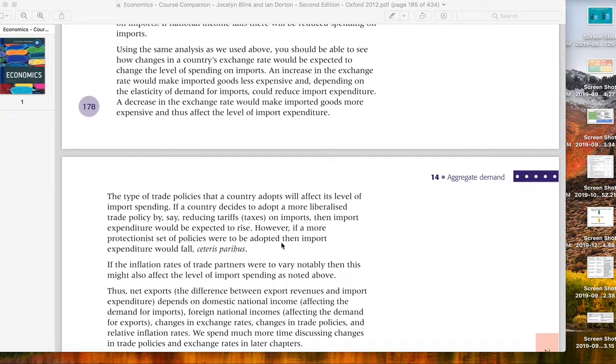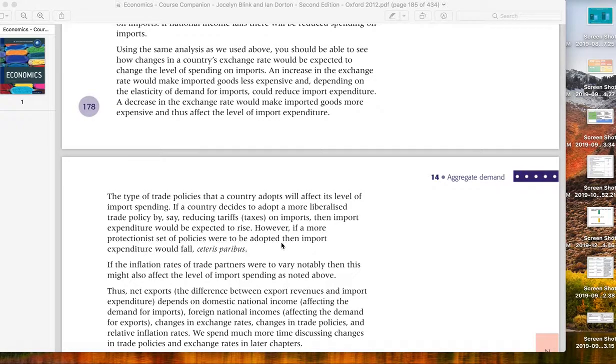Using the same analysis, you can actually see how changes in the exchange rate would also affect the import level. If you have an increase in the exchange rate, imported goods would become less expensive. So guess what's going to happen? More demand for imports. If our currency is stronger, it's cheaper for us to buy stuff from other countries, so we're more likely to purchase imports. It's completely the opposite if we have a weaker currency: it's going to take way more dirhams to buy from abroad, so we're less likely to import things. That's going to lower the amount of imports. So currency exchange rates can have a significant impact on imports.